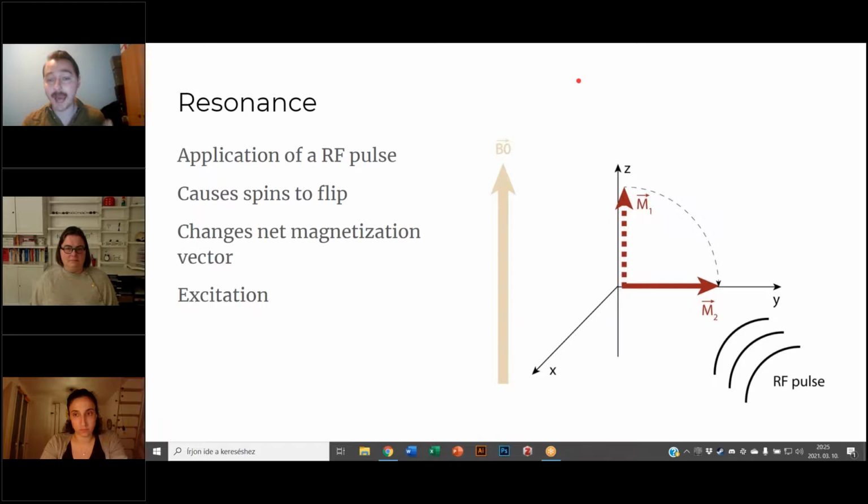And that means that if we now have a receiver coil, remember Faraday's law of induction, that is located perpendicular to the massive magnetic field, then we will finally be in a position where we can actually measure this component.